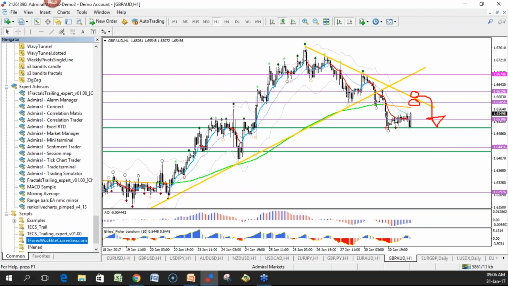The other option could be to break below the third and the bottom, down to the fourth. If it breaks the fourth, down to the fifth. That would be a very interesting zone for downside. So that's what I'm keeping an eye on on the pound.